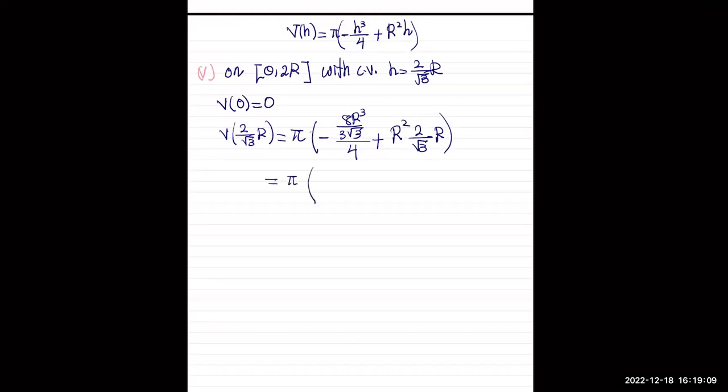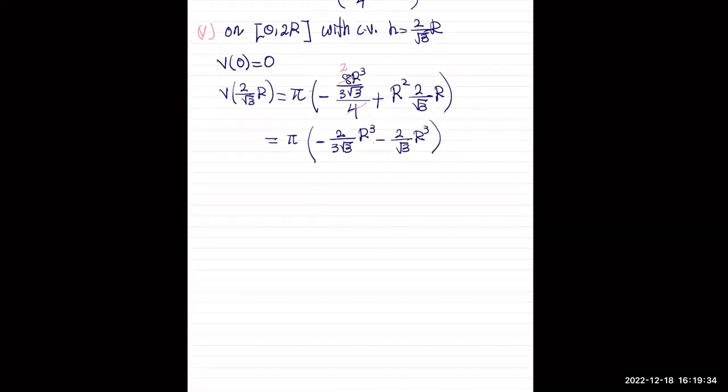Let's reduce and add. Okay, so here 4 and 8 reduce. That becomes a 2. We get negative 2 over 3 root 3 r cubed minus 2 over root 3 r squared. R is r cubed. That should be a plus. And just add these two. If you want to add these, this is a 3 root 3. That is a root 3. All you have to do is multiply this fraction by 3 over 3.